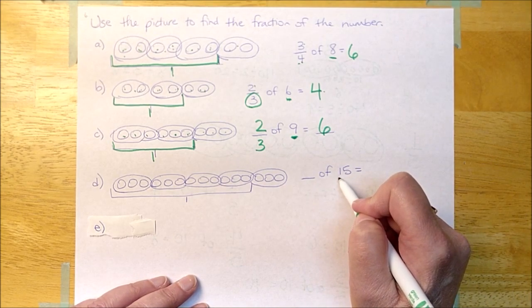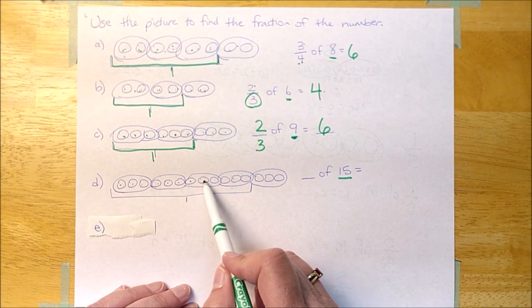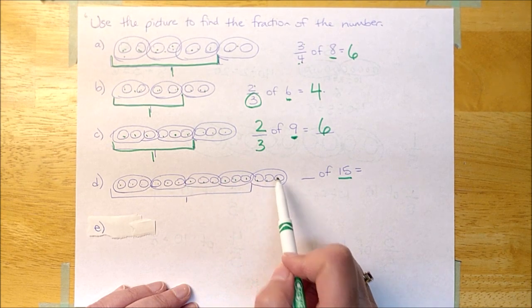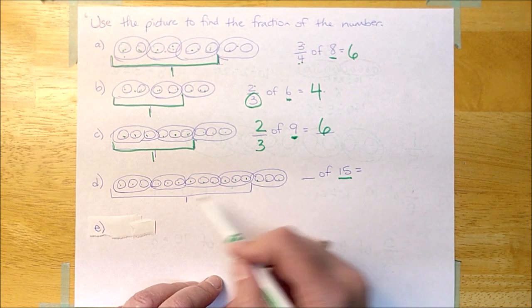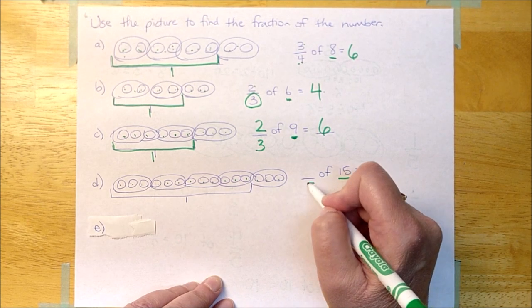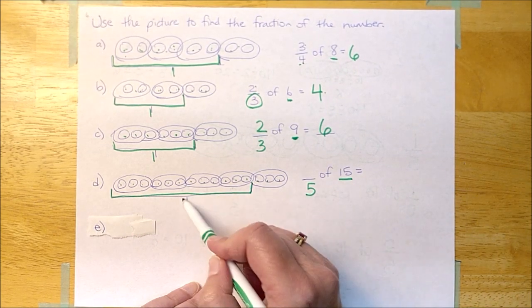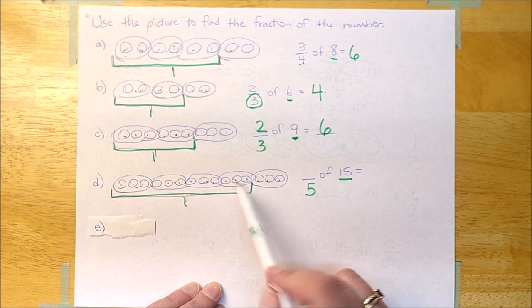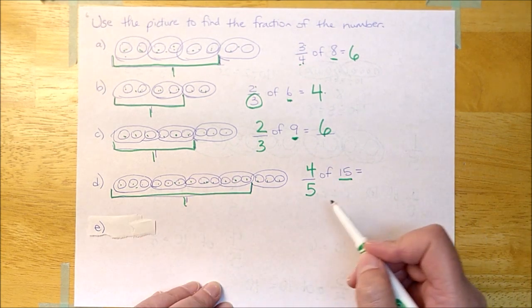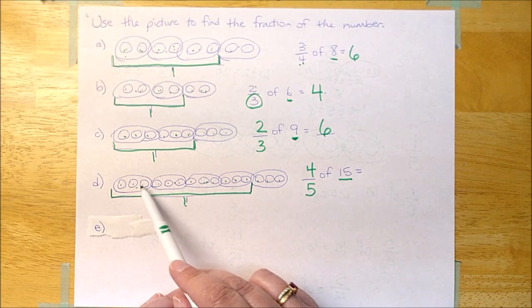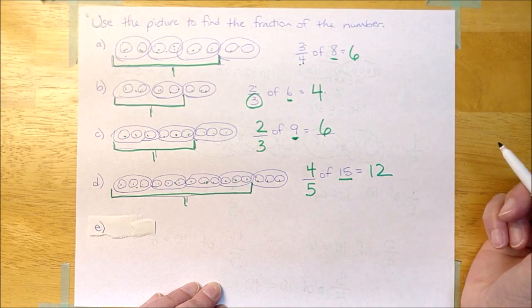Here they say we're going to have 15. So did they draw 15? 1, 2, 3, 4, 5, 6, 7, 8, 9, 10, 11, 12, 13, 14, 15. Yes. They didn't tell us this fraction, but how many groups did they divide it into? 5. And this line down here says that we're going to have this many groups, which is 1, 2, 3, 4. So if we had 4/5 of these 15 apples, we would be getting 3, 6, 9, 12 apples.